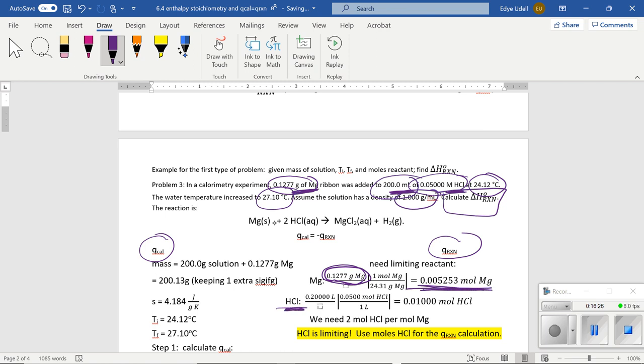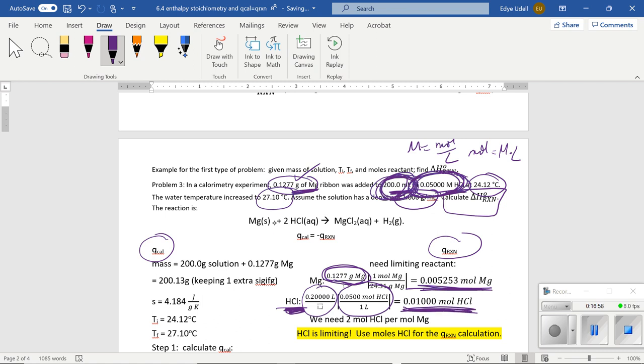For the HCl, we learned this a while ago. When we're given a volume and a molarity, I get moles by multiplying my volume and my molarity together. Recall, molarity is moles over liters. So moles is equal to molarity times the liters. So now I have my moles of both chemicals.